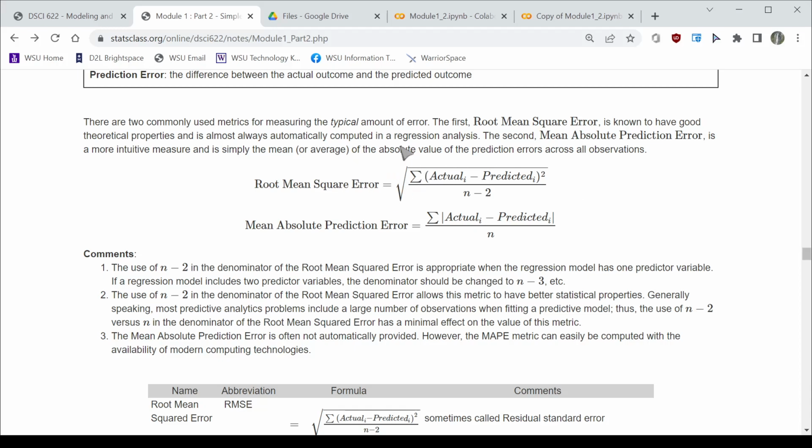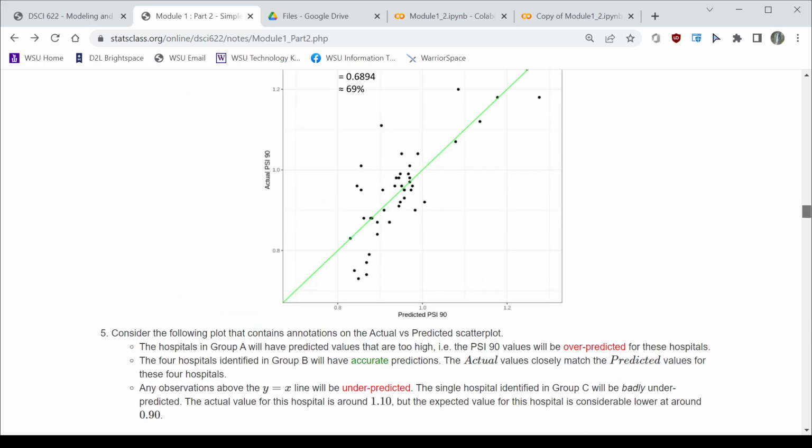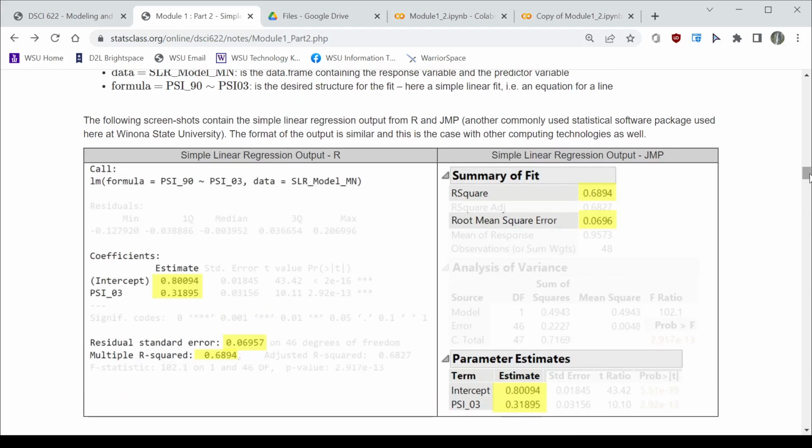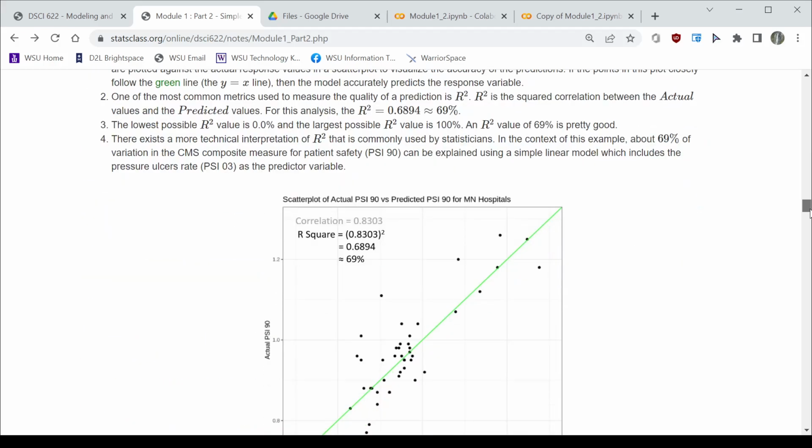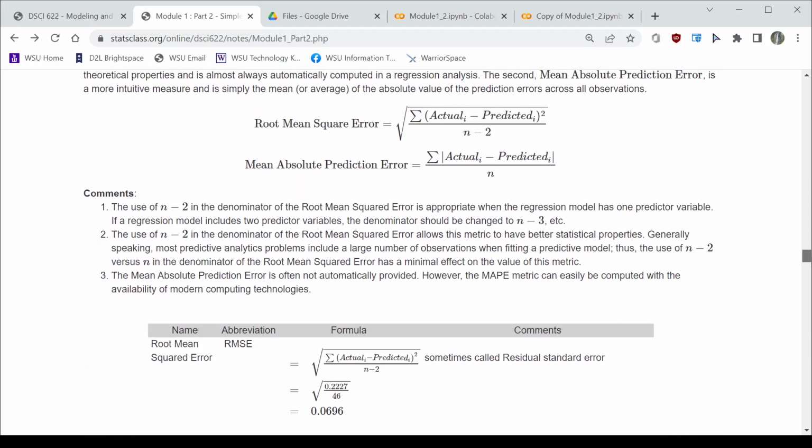Okay, so the root mean square error, or the RMSE, is almost always given automatically when you conduct a regression analysis. So where's my regression output again? You can see that the root mean square error here, that value of 0.0696 is given to me automatically. So the root mean square error is just looking at those prediction errors, squaring them, and then dividing by n-2, and then taking the square root.